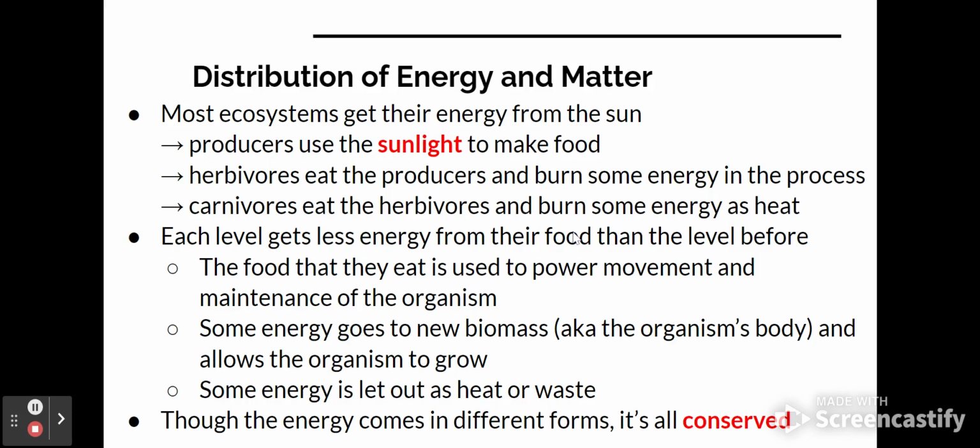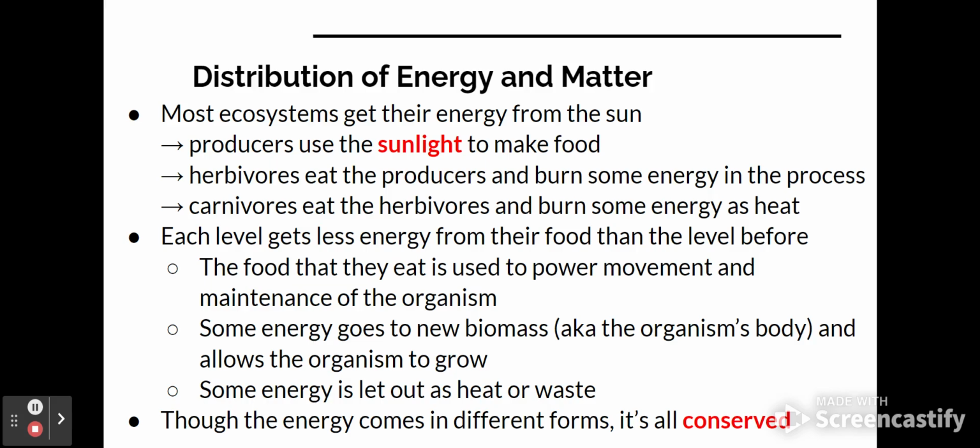Okay? Now, most ecosystems get their energy from the sun. The producers use sunlight to make food. Herbivores eat the producers, and they burn some energy in the process. Carnivores eat the herbivores, and they burn some energy as heat. Now, as each level gets less energy from the food than the level before, the food they eat is used to power movement and maintenance of the organism.